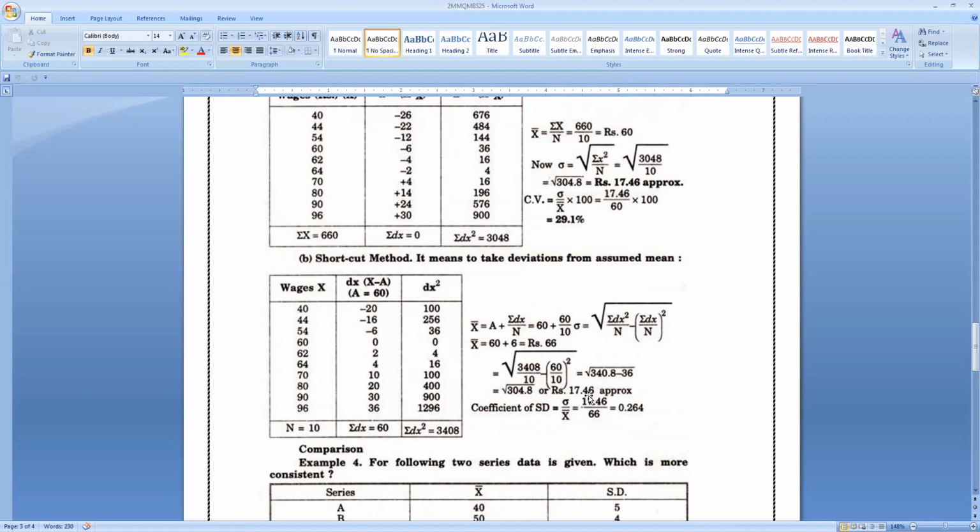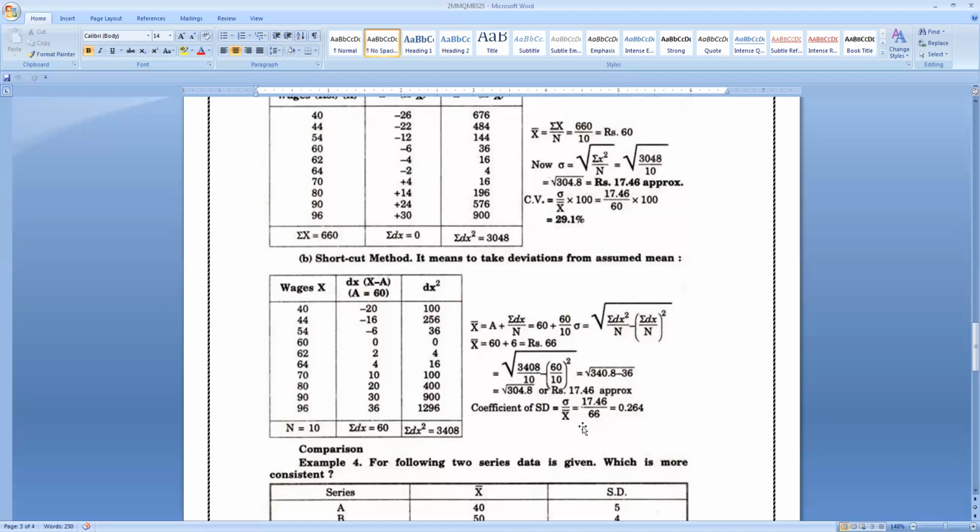But in case of coefficient of standard deviation, we require the calculation of mean, because the formula is standard deviation by actual mean into 100. So with the help of this we calculate the actual mean. Mean is nothing but A plus sigma dx divided by n. A here is 60, plus sigma dx by n, which is 60 by 10. We get the actual mean value as 66.